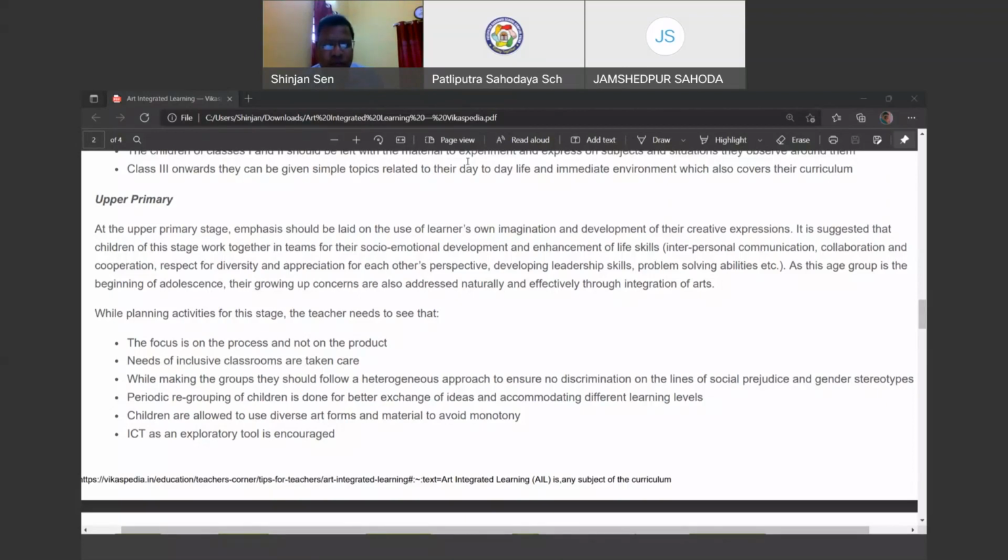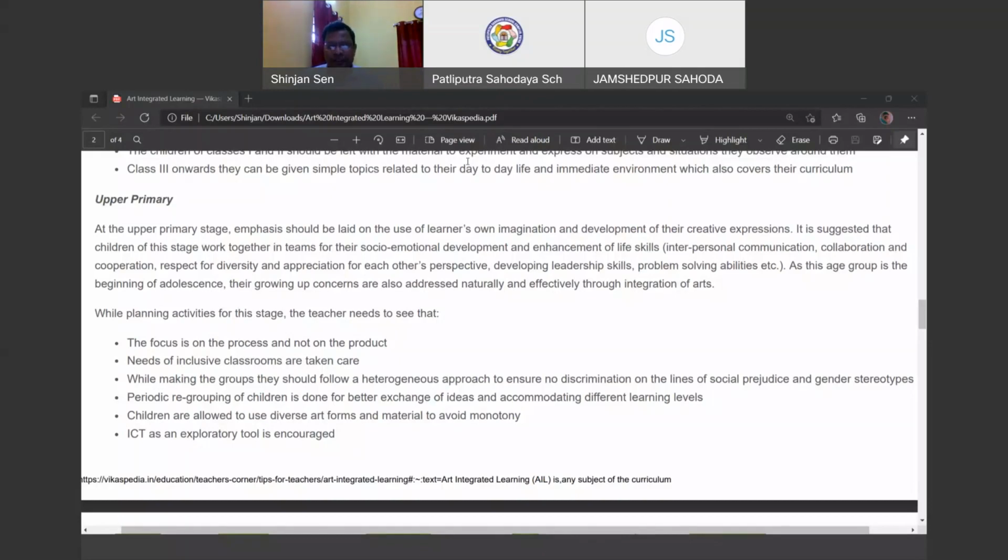While making groups, they should follow a heterogeneous approach and ensure no discrimination. Just now what I said, no discrimination on the lines of social prejudice, gender stereotypes. Periodic regrouping of children is done for better exchange of ideas. It's not that only one group of students will work. Time to time, let us shuffle the groups in the classrooms and involve them in different work of learning. Children are allowed to use diverse art forms and materials to avoid monotony.